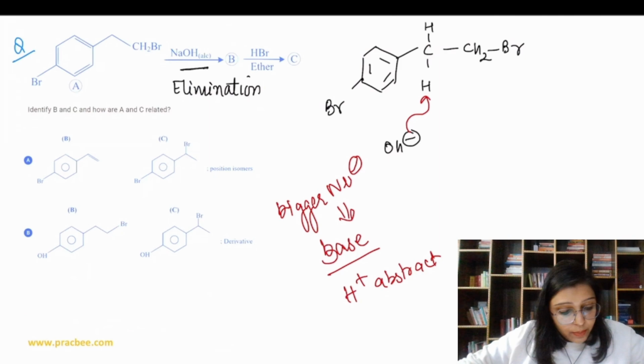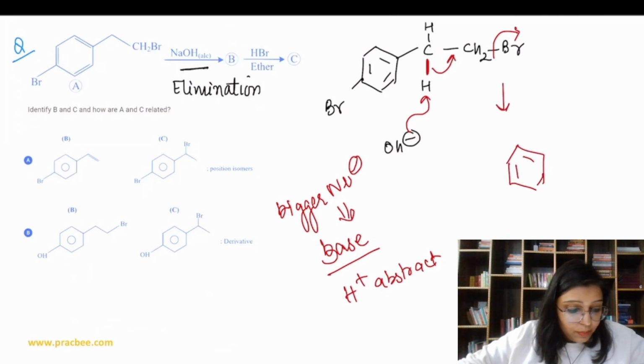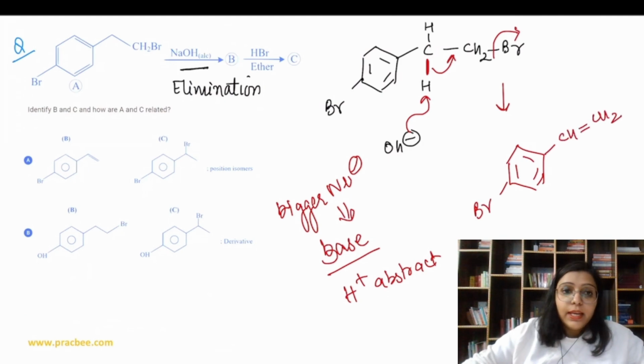So what happens? OH minus takes this hydrogen, the electron of this bond shifts over here and Br leaves. So we have the formation of an alkene, and we know that from an elimination reaction we form an alkene. So we get CH double bond CH2. Okay? So this is B.